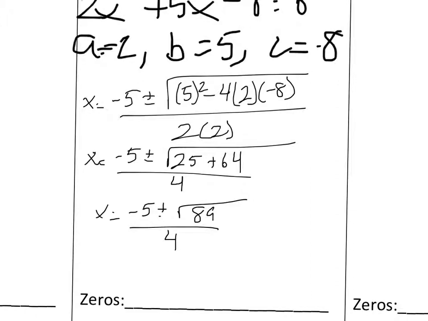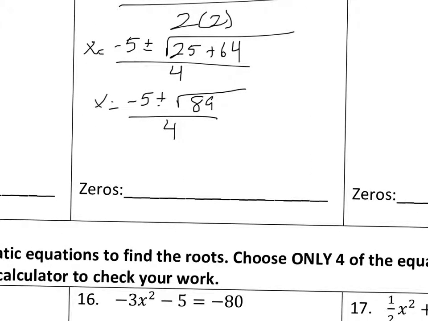Well, 89, we're trying to simplify the square root of 89. I don't want decimals. I want to keep it in factored form or simplified form. So are there any perfect squares that are a factor of 89? No, I don't think so. So we can actually leave it just like this. Got my two answers. So let's slide down right here. And my zeros are negative 5 plus or minus the square root of 89 all over 4.